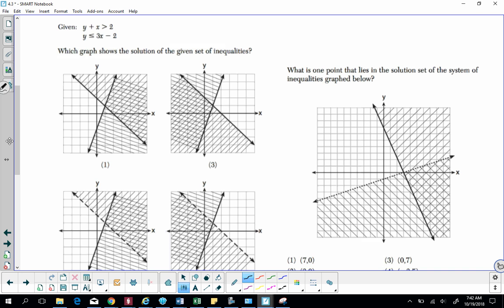So you can always take one point that's in each of the solutions and figure out which one works for both, and it helps you eliminate. So even if you don't remember how to do this, it's easier to just do it by hand. But remember, on your milestone, it's going to be on a computer.